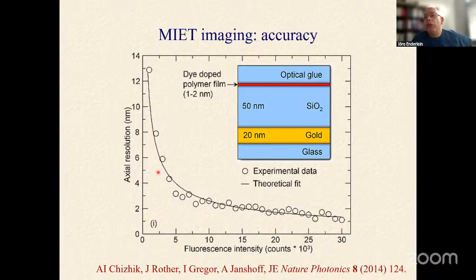And what this curve is showing us in the end is that when you have something like 5 to 10,000 photons per point measurement, then you get an axial resolution on the order of 2 to 4 nanometers. So the axial resolution now is extremely high.